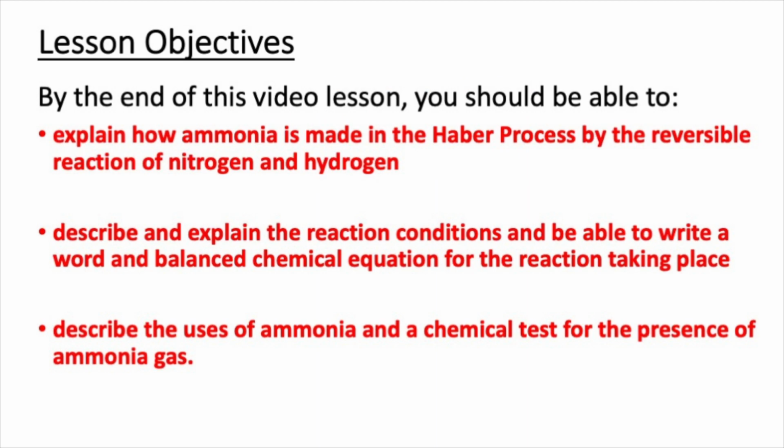By the end of this video lesson, you should be able to explain how ammonia is made in the Haber process by the reversible reaction of nitrogen and hydrogen. You should also be able to describe and explain the reaction conditions and be able to write a word and balanced chemical equation for the reaction taking place. And finally, you should be able to describe the uses of ammonia and a chemical test for the presence of ammonia gas.